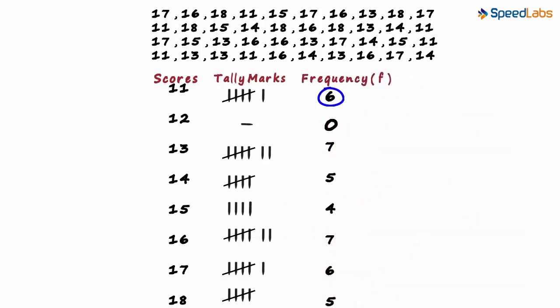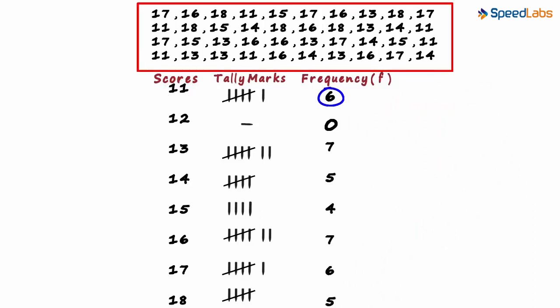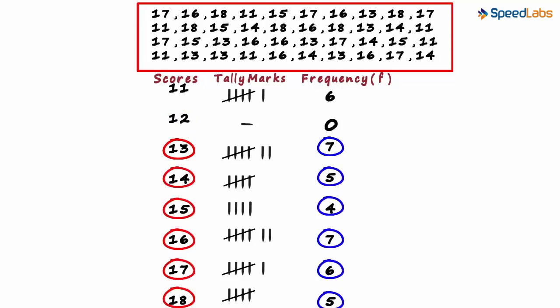6 is the frequency of 11. It means that out of 40 students, 6 students have scored 11 marks. None of the students have scored 12 marks. 7 students have scored 13, and so on.